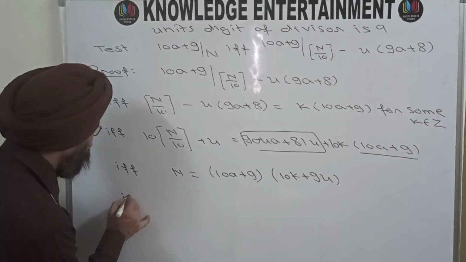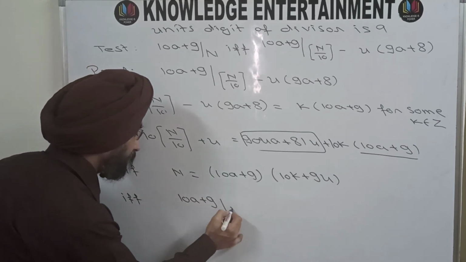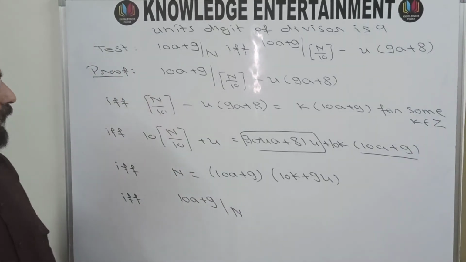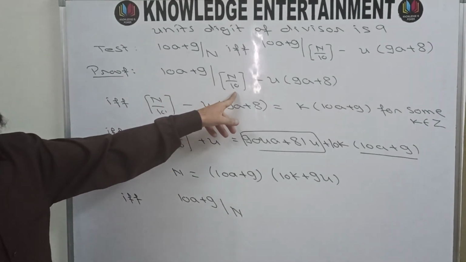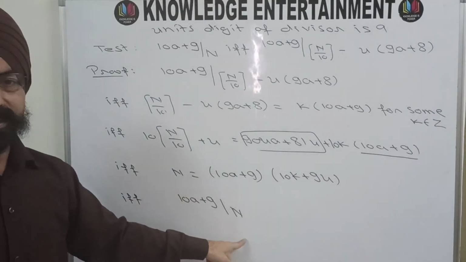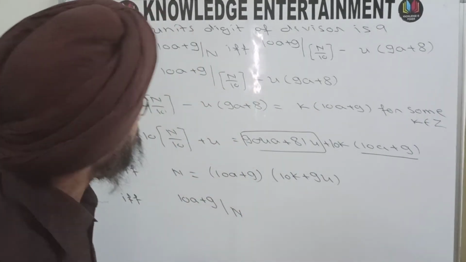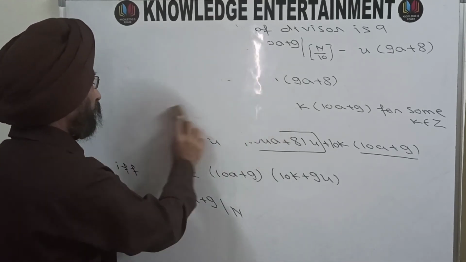So if and only if 10a + 9 divides n. So we have proved that 10a + 9 divides n by 10 greatest integer minus u(9a + 8), if and only if your 10a + 9 divides n. So this was the test, and now we will take one example and then we will move on to the next.